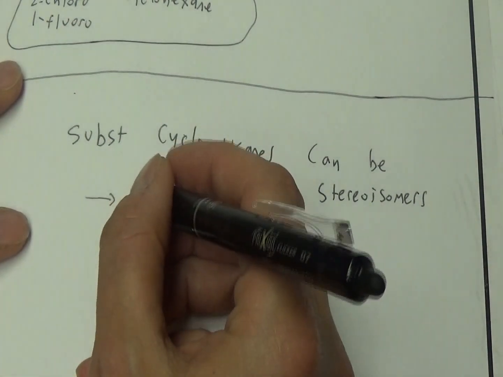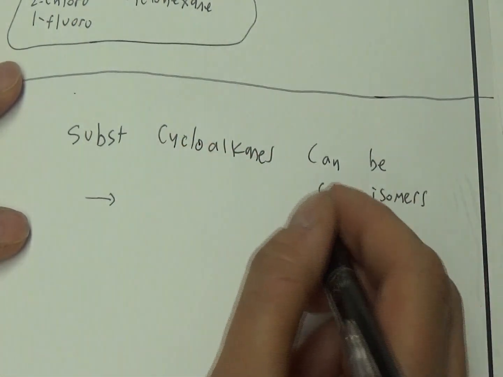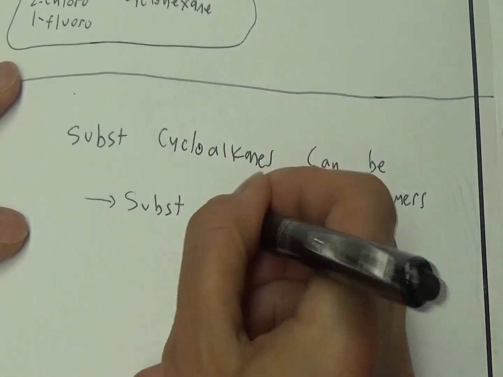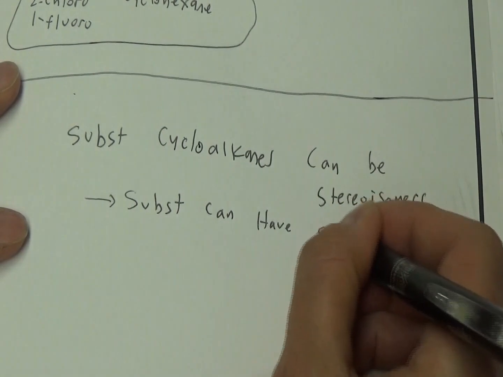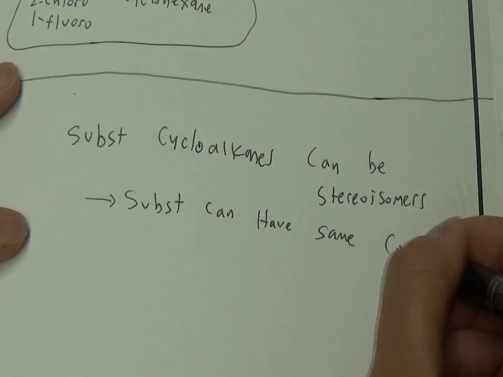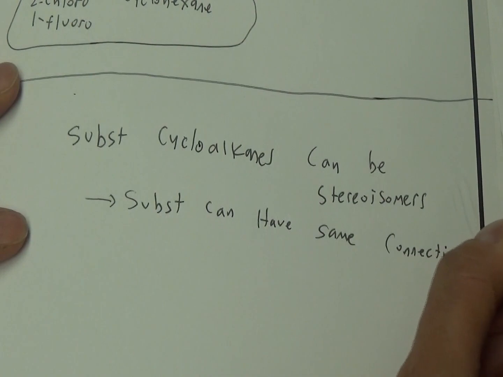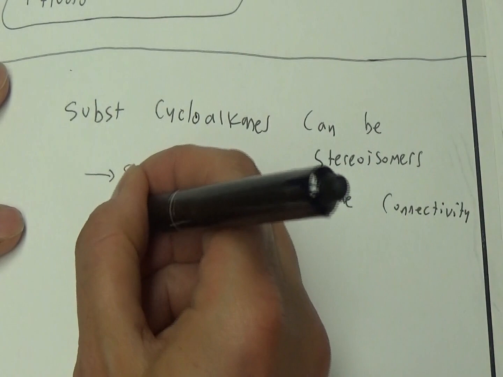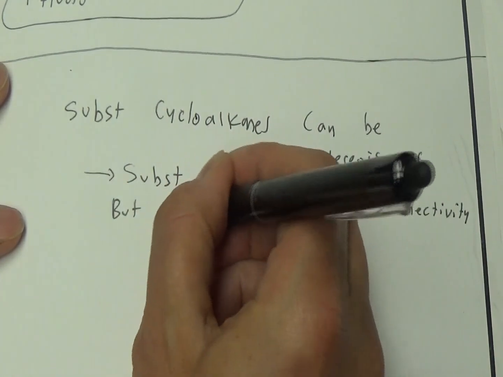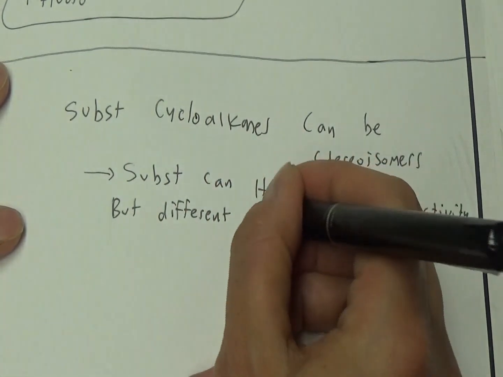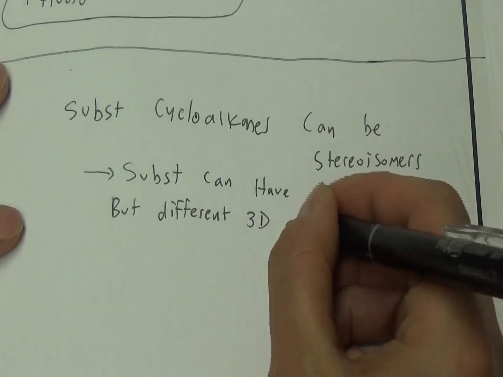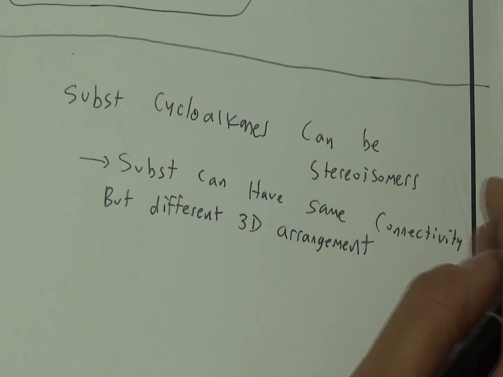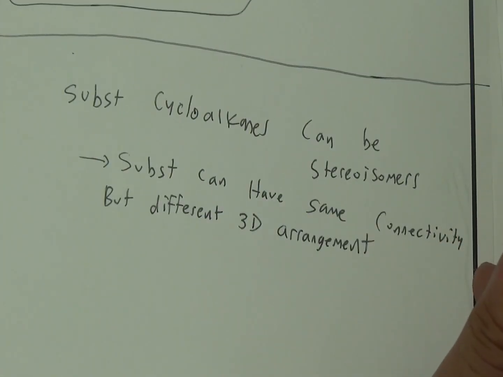So we can say that for stereoisomers the substituents can have the same connectivity in a molecule, the same connectivity, but a different three-dimensional arrangement. And that's what we mean by stereoisomerism. Let's show an example.